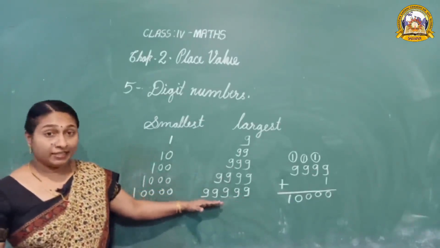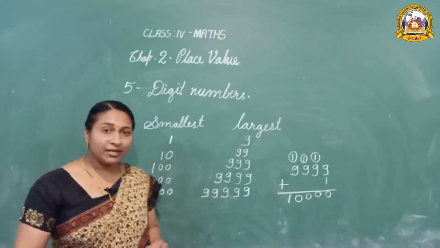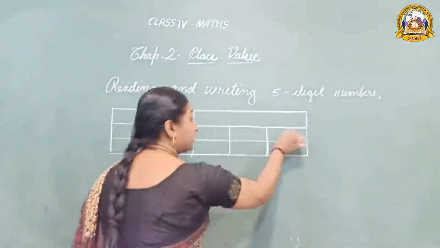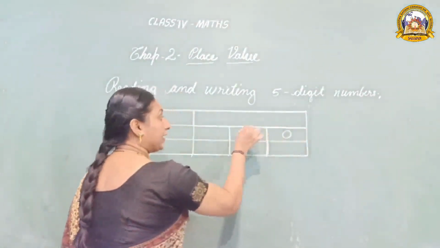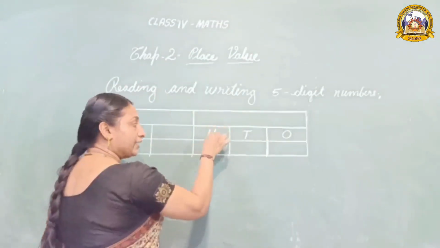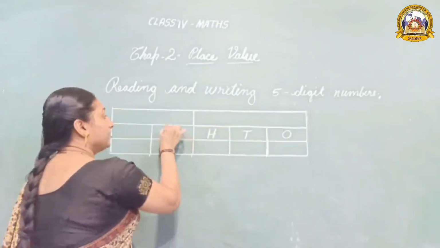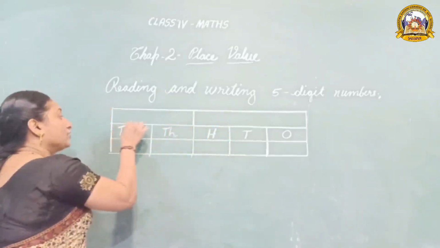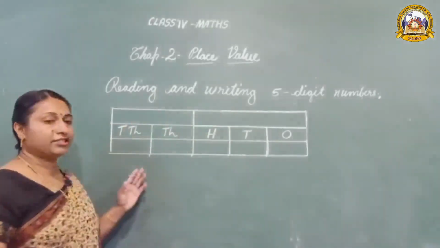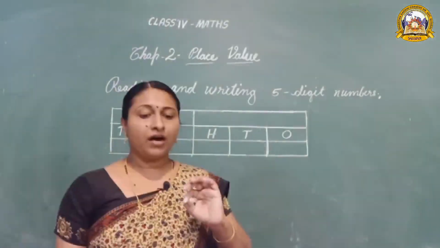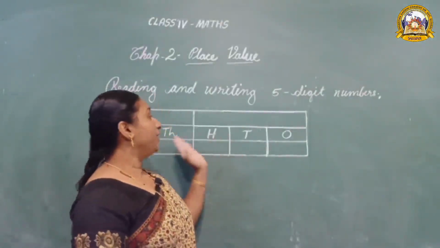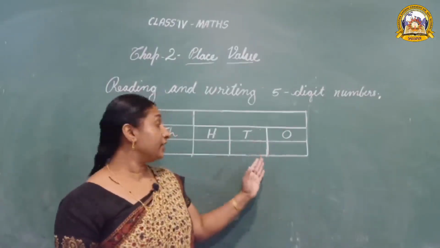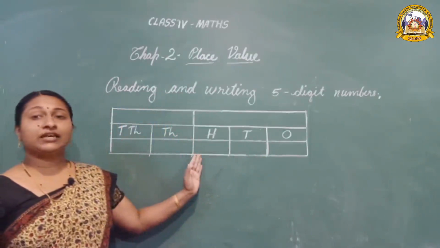To learn more, we can use the place value chart. Okay. How is that? Yes, ones, tens, next hundreds, then thousand, then 10,000. TH 10,000. How can we divide the place value chart?